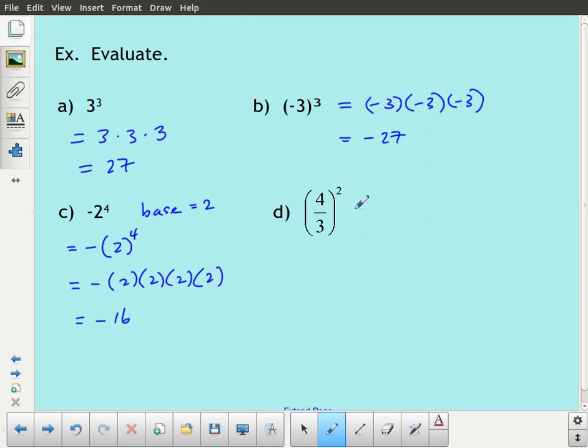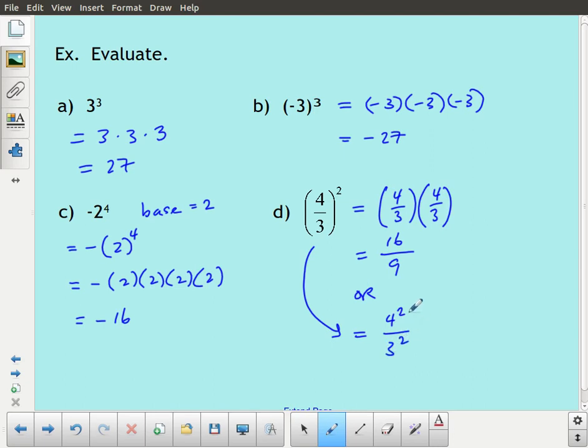The same thing works with fractions. With fractions, we can write this as 4/3 times 4/3. That's one way to do it, which we'll evaluate: 4 times 4 gives us 16, 3 times 3 gives us 9. Or we could have gone to here where we said that's the same as 4 squared over 3 squared. So you have a couple of options on how you interpret this, but of course we end up in the same place. 4 squared is equal to 16, 3 squared is equal to 9.